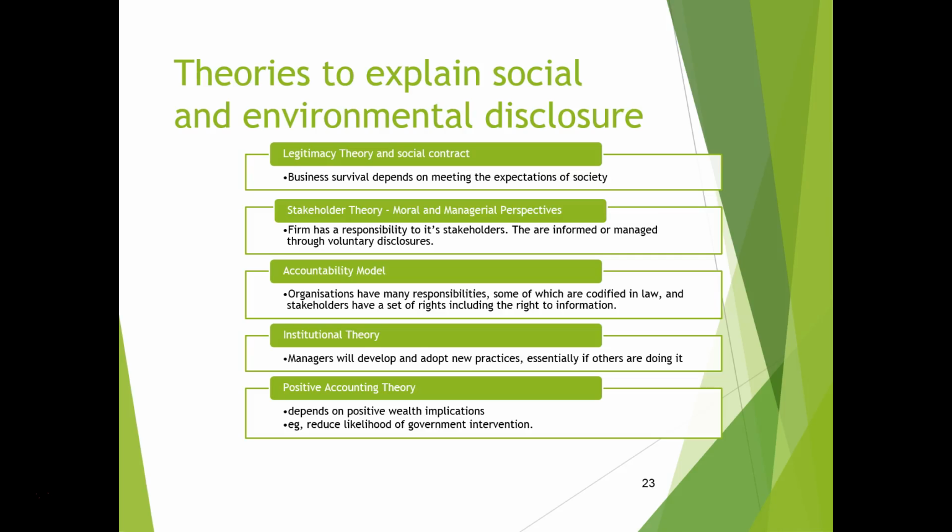So here we are on the theories. Legitimacy theory and social contract can describe social and environmental reporting. Stakeholder theory is the second one, and it's got a moral and a managerial perspective. There's an accountability model, institutional theory model, and a positive accounting theory model. So these are terms that you might be familiar with from some of the other topics, especially positive accounting theory. These are the 5 theories which explain social and environmental disclosure. And I'll go on and explain those in a little bit more depth.